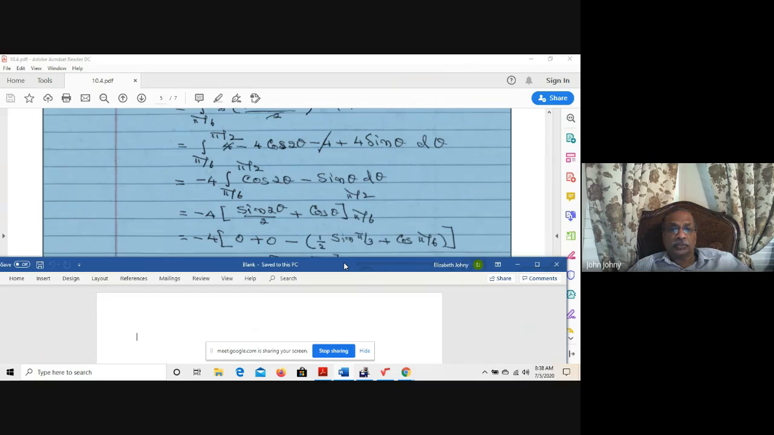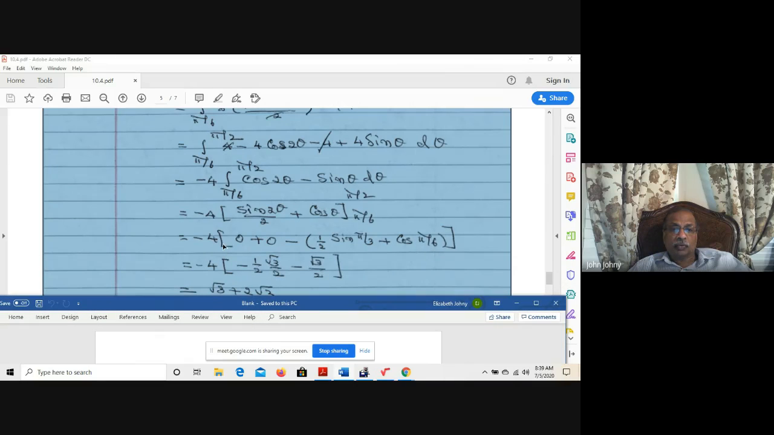When you substitute the upper limit, you get negative 4 times, upper limit, sine 2 times pi over 2. That is sine pi, that is 0. Plus cos pi over 2. Cos pi over 2 is 0. Minus, now you substitute the lower limit. 1 half times sine 2 times pi over 6, that is pi over 3. Plus cosine pi over 6, theta is pi over 6.